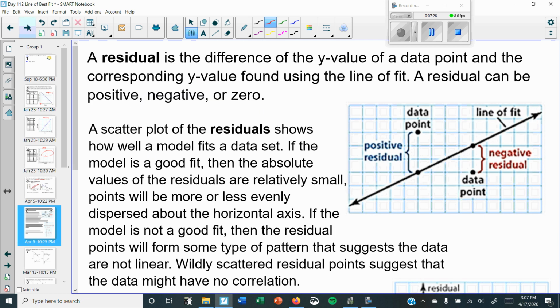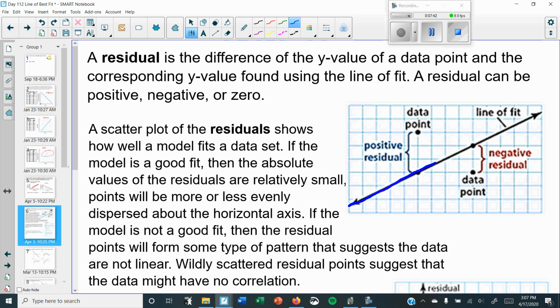Okay? So this part gets a little complicated. It's called residuals. So a residual is the difference of the y value of a data point and the corresponding y value found using the line. A residual can be positive, negative, or 0. So here's what I mean.